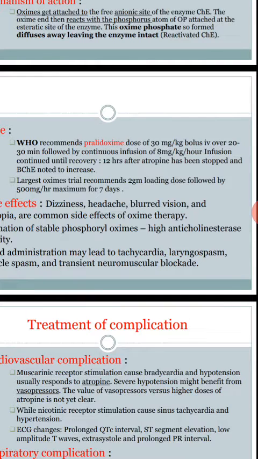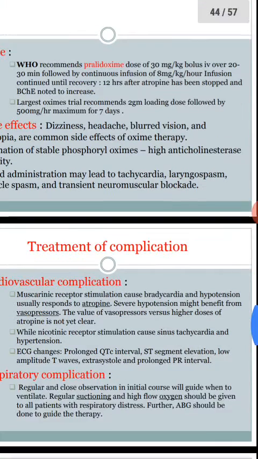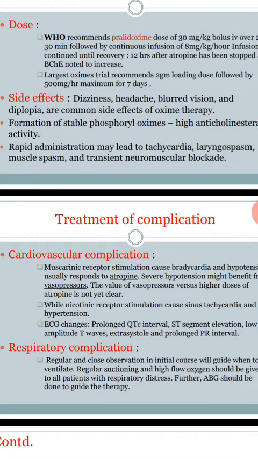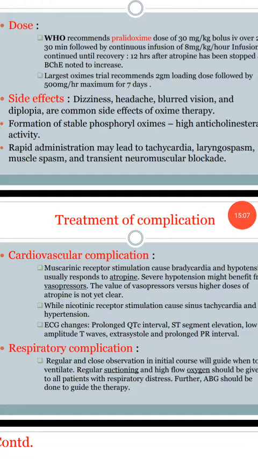So the WHO recommends some doses: 30 mg per kg as a single IV injection over 20 to 30 minutes, followed by continuous infusion of 8 mg per kg per hour until recovery, up to 12 hours after atropine has been stopped. This is about the recommended dose. Side effects of oximes can also be observed, like dizziness, headache, blurred vision, and diplopia.